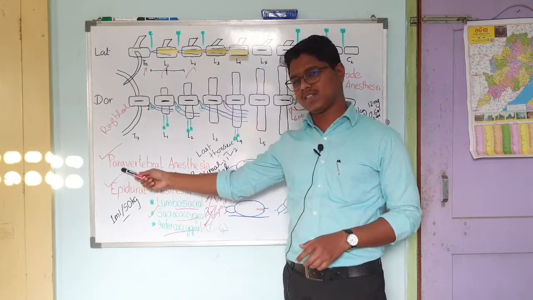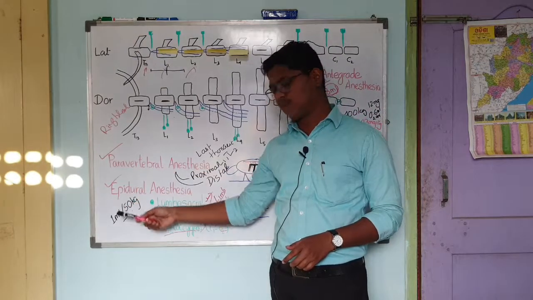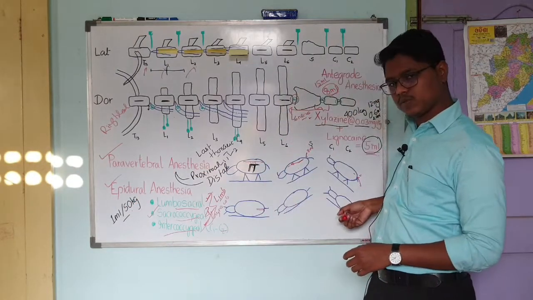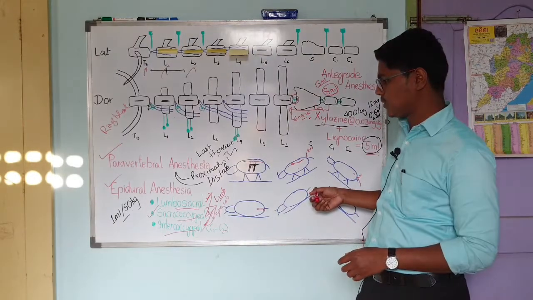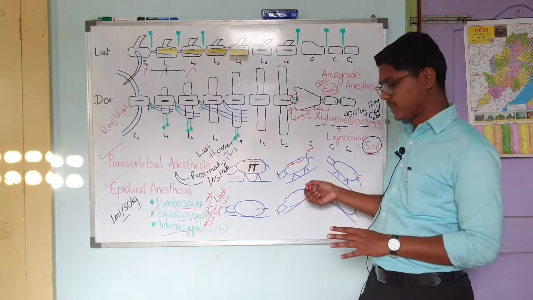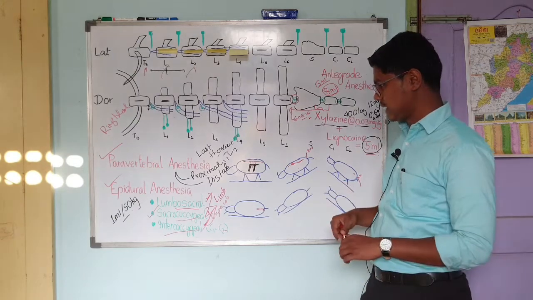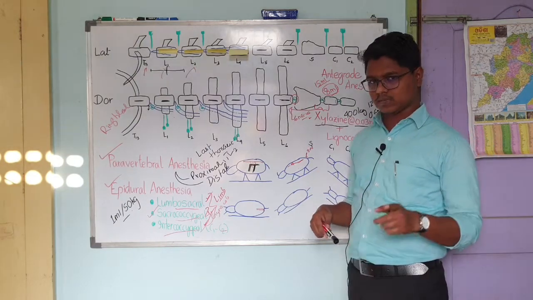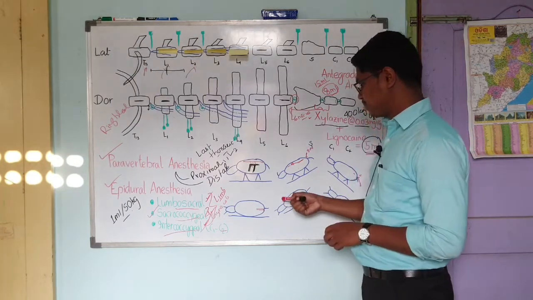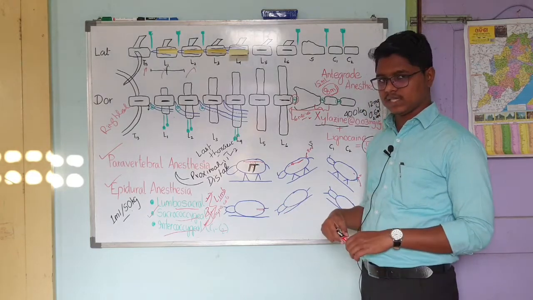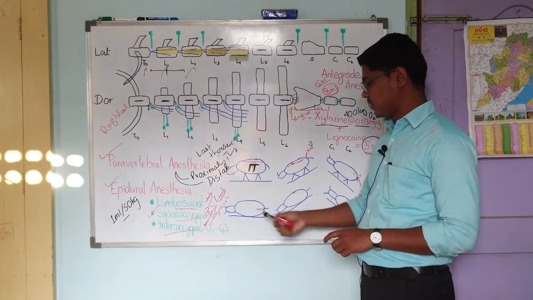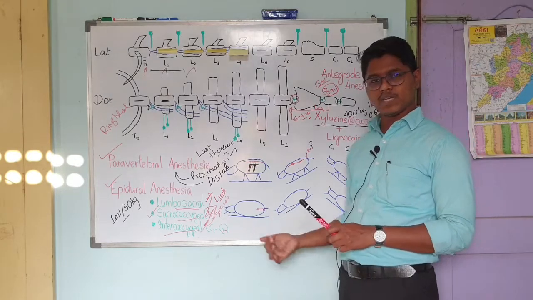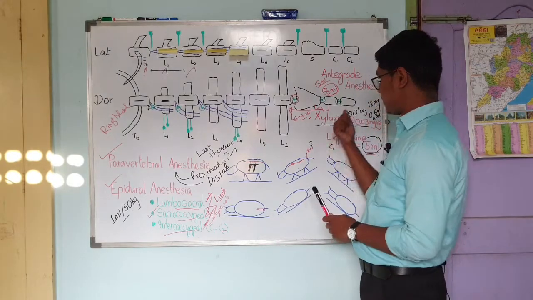Please try this, and while giving epidural anesthesia, take precautions regarding slope. This is very important. I once made a mistake. I was doing limb surgery, I think I have posted it on Facebook. The animal was in lateral recumbency, and I gave the epidural anesthesia.